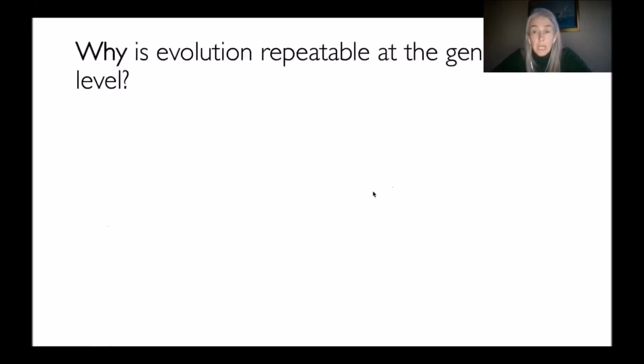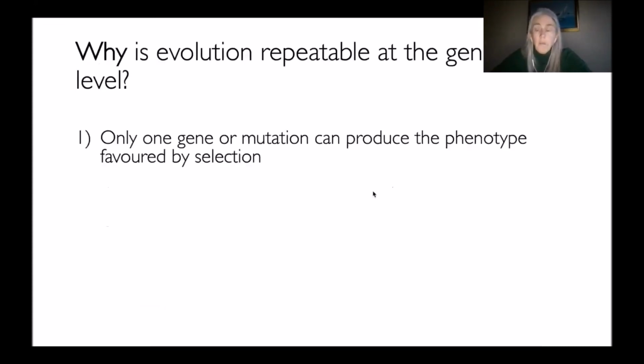But when it is, we might ask the question, why is evolution repeatable at the genetic level? Why might the same genes or mutations be used when the same phenotypes are evolving? One answer is just that there's only one gene or mutation that can produce that phenotype. So there's only really one way to do it, which I think is probably quite unlikely.